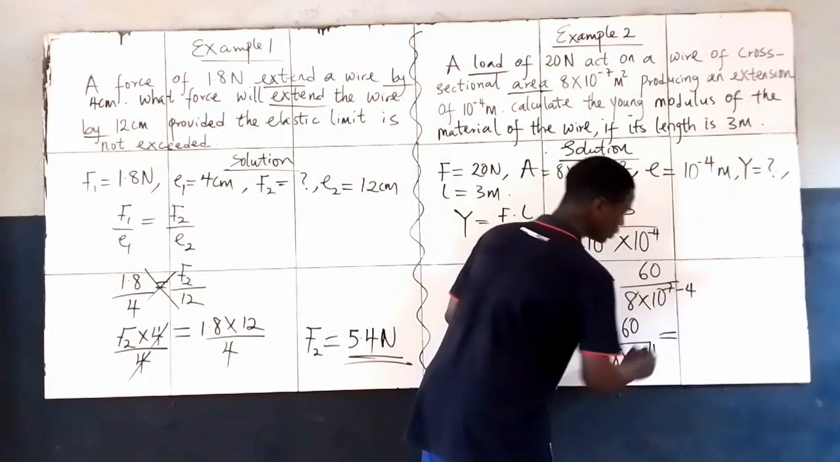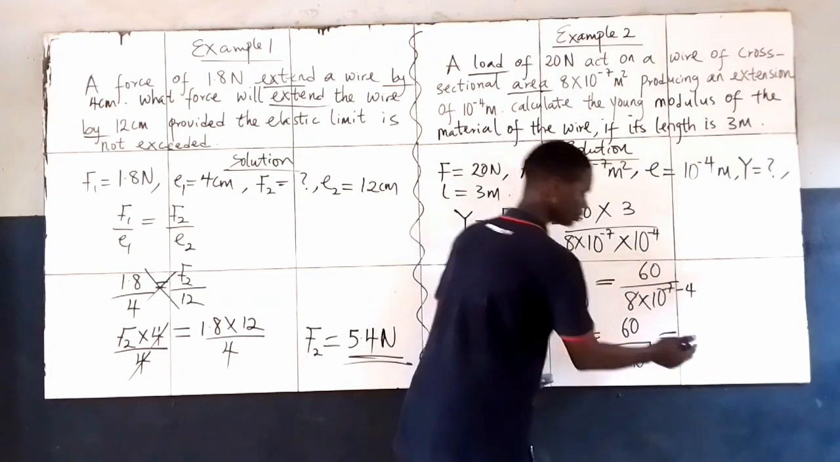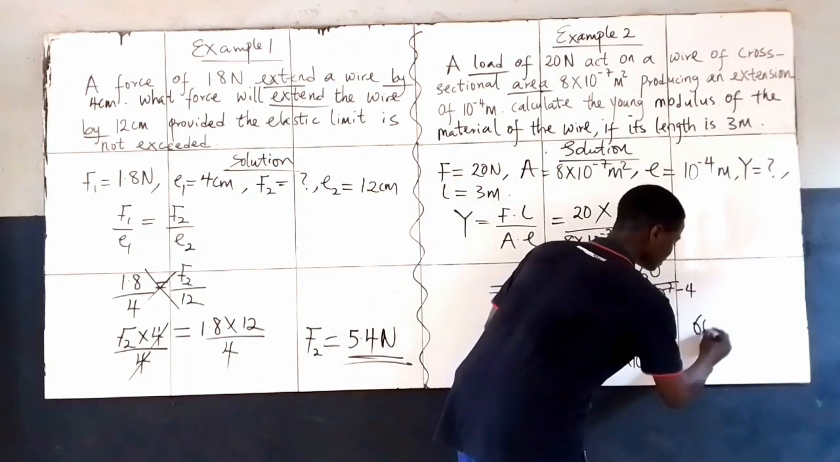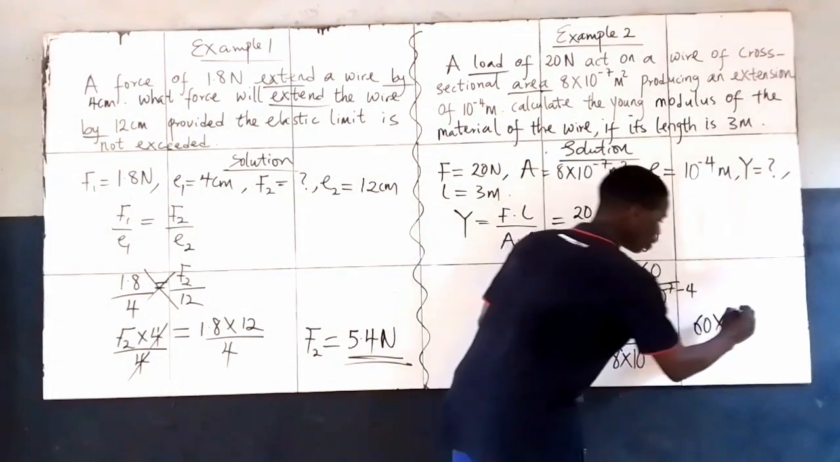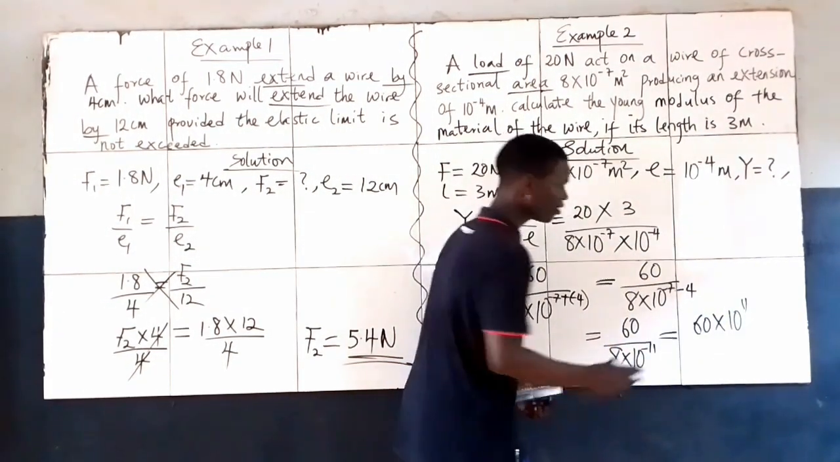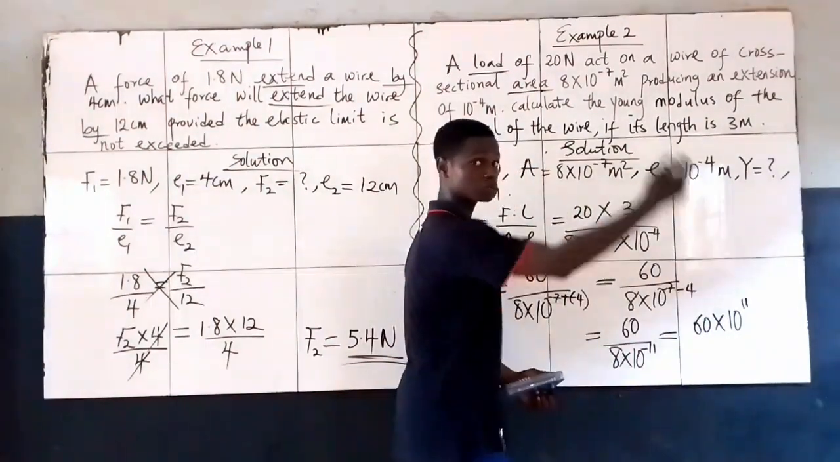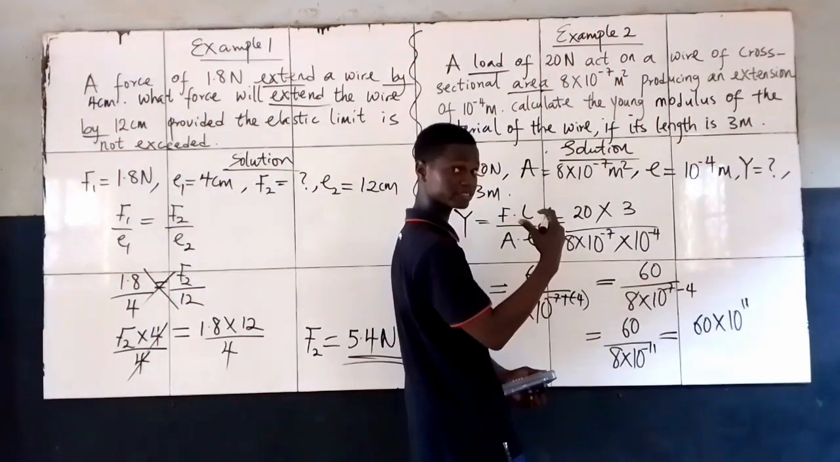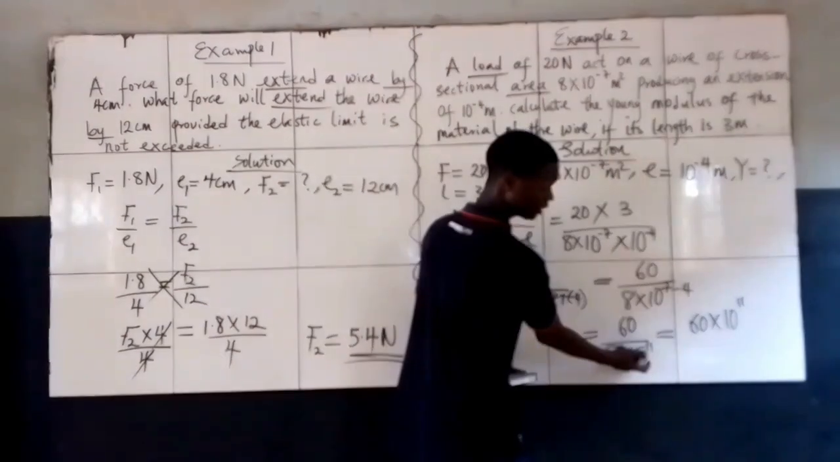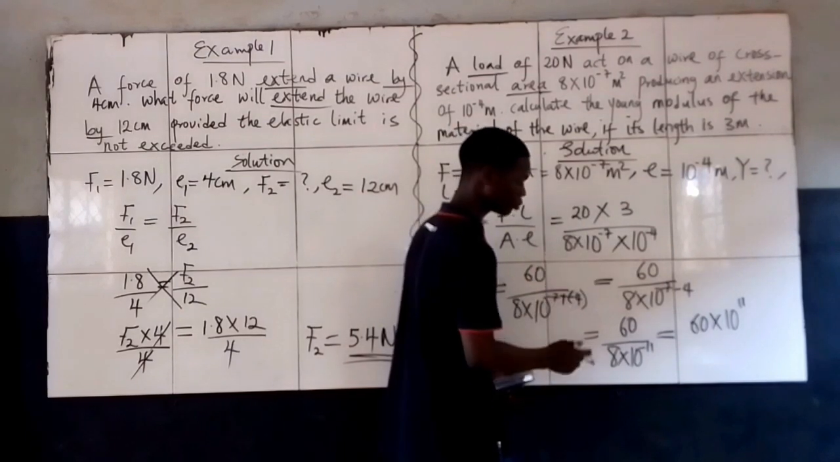So from here, what do you now have? Bring this 10 raised to power minus 11 upward. You will now have 60 times 10 raised to power, it will no longer be minus 11. It will now become positive 11. Are you seeing that change? Whenever you are bringing a number from the denominator to the top, the power will change to positive if it was negative. But if it was positive under here, once it comes up it becomes negative. That's the principle to be followed.